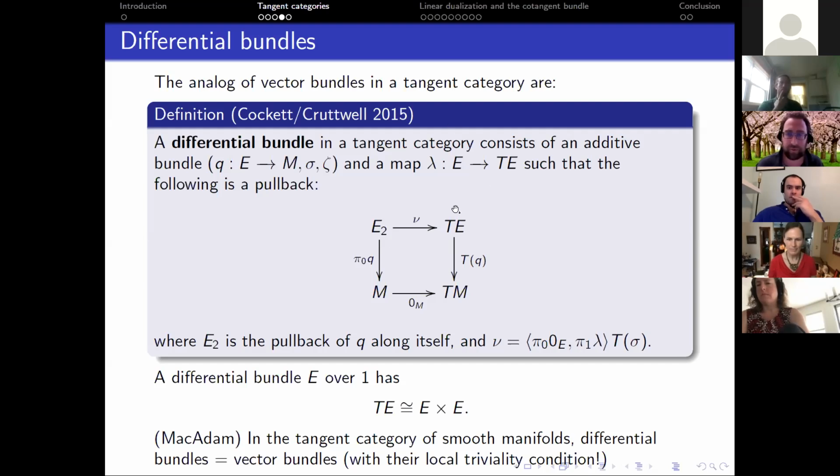What was not clear at all to us at the time was that a differential bundle doesn't have any kind of local triviality condition like vector bundles do. But MacAdam had an abstract way of viewing differential bundles that, through various manipulations, showed that differential bundles were the same as vector bundles, in particular also with local triviality conditions. So he really closed off a hole that we had. We felt these are the right things and hoped that they were the same as vector bundles, but didn't see a way to do one direction of that, and he filled in that direction.